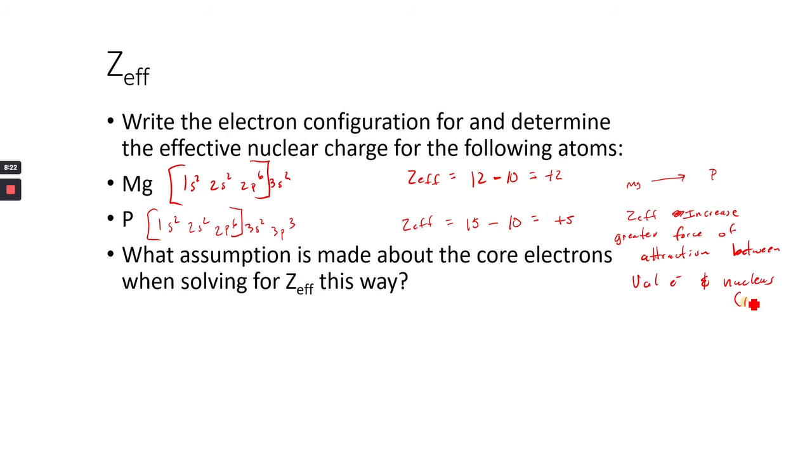Because what's in the nucleus? The protons. Now, what assumption is made about the core electrons when we solve for Z effective this way? We are assuming all core electrons repel the same amount. This is an easy way to estimate it, but it is not 100% correct.